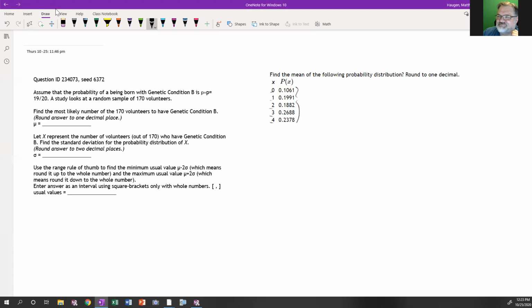So if you imagine we did this, say, 100 times, we'd have about 10 zeros. We'd have about 20 ones. We'd have about 19 twos and 27 threes and about 23, 24 fours. Now, that might not add up to 100 because of the rounding, but that's okay.